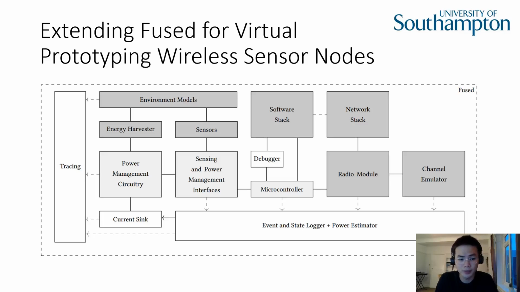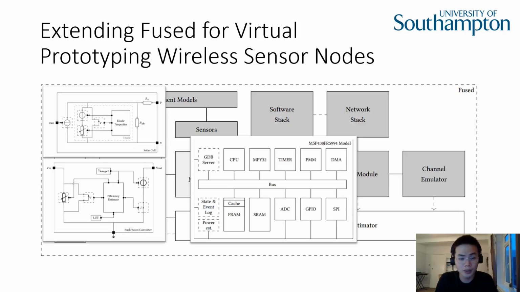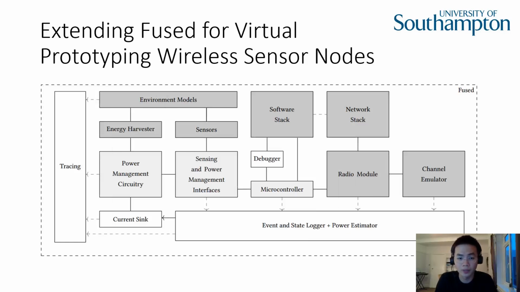node class device. Shades of gray in this diagram indicates extensions in this work. We added models for on-chip peripherals, such as SPI for on-chip onboard communication, and external peripherals and circuitry, like the power management circuitry and the harvesters, as well as sensors and radio modules.